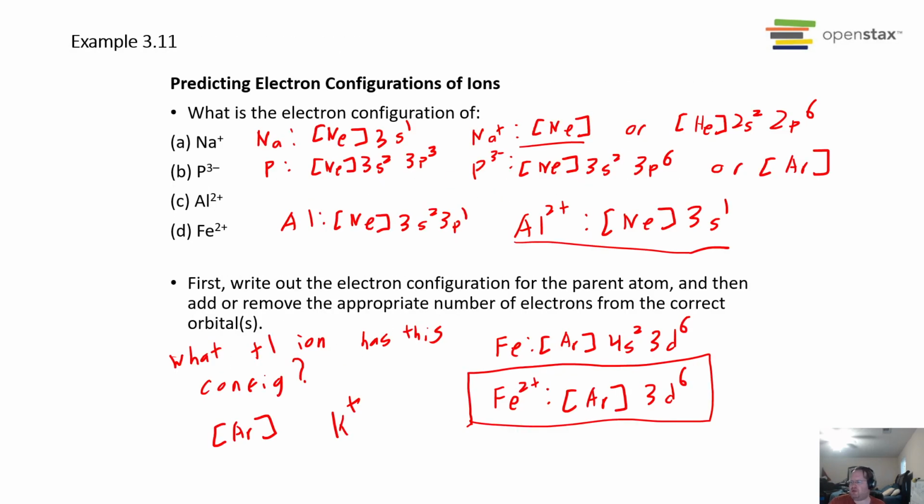Okay, that's a good place to stop there. In the next video, I will be working through materials on properties of atoms based on their position on the periodic table. But this ends it for electron configurations.